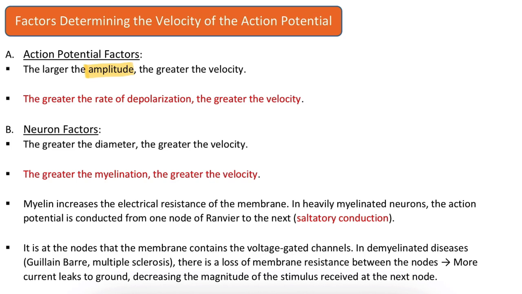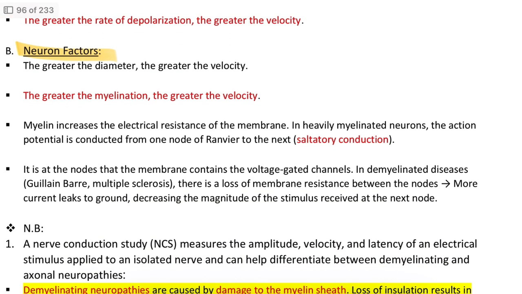Here we can see neuron factors, neuron specific factors like axon diameter and myelination. Larger diameter means lower internal resistance and faster current. Myelin acts as an insulator, increasing membrane resistance and action potential speed. The action potential jumps from node to node via saltatory conduction, at the nodes of Ranvier which contain voltage gated channels. We have a mnemonic for fast conduction: big and insulated wires are fast.